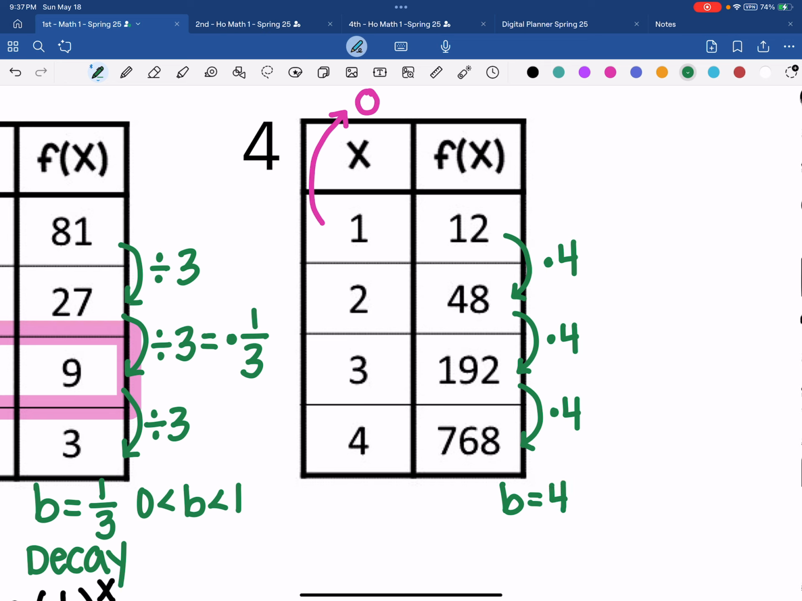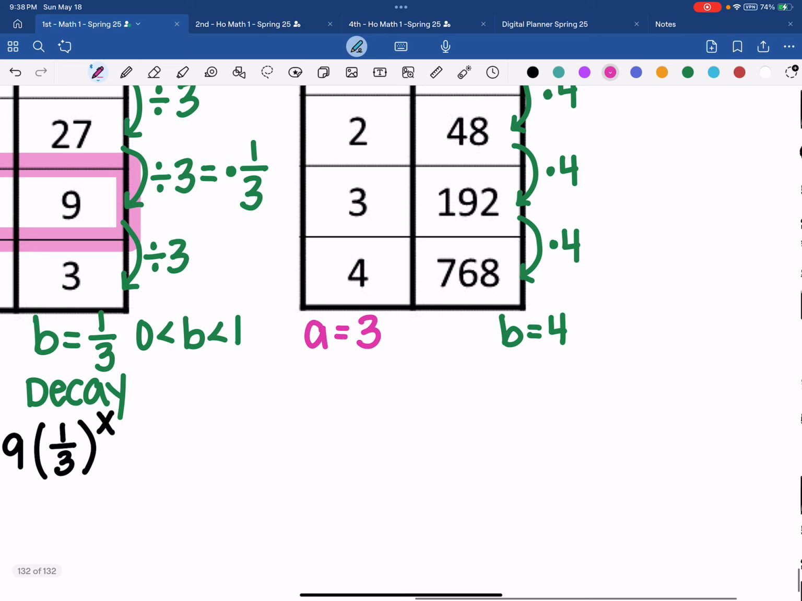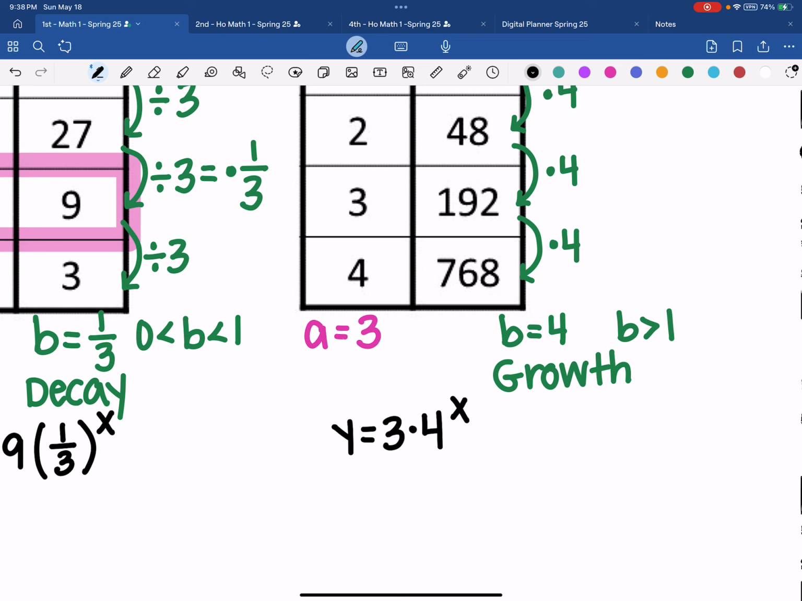But I now need to work backwards. So if I'm going to work backwards to get to the 0, that means instead of multiplying by 4, we're going to work backwards and we're going to divide by 4. So 12 divided by 4 gives me 3. So my a value is 3 here. Okay, so with that being said, I now am able to say that my base is greater than 1. So therefore this represents growth. So my equation is y equals 3 times 4 raised to x.